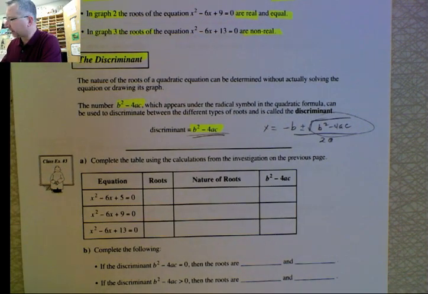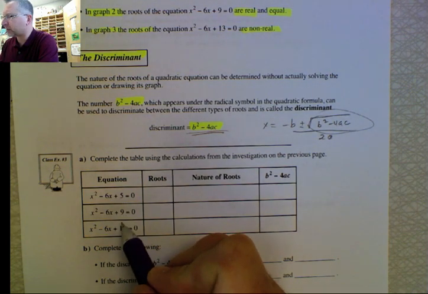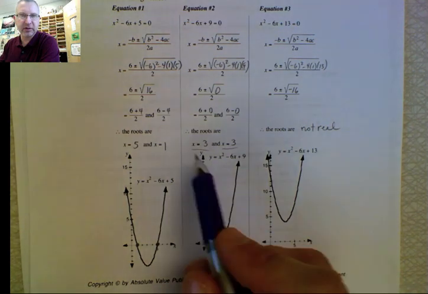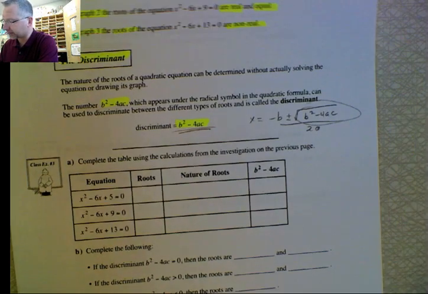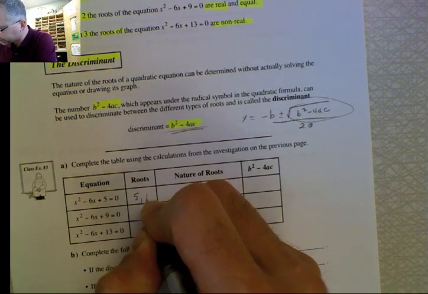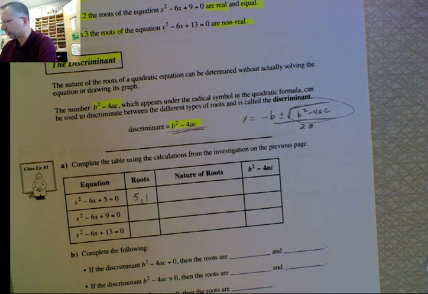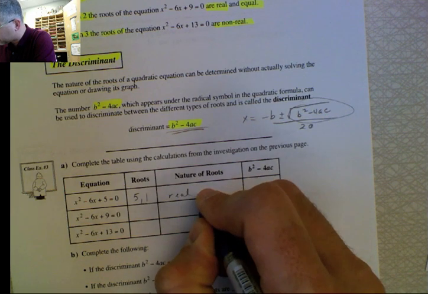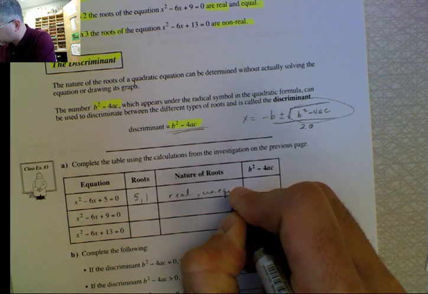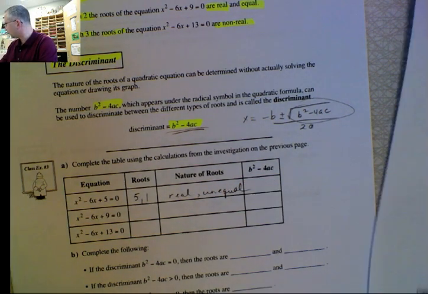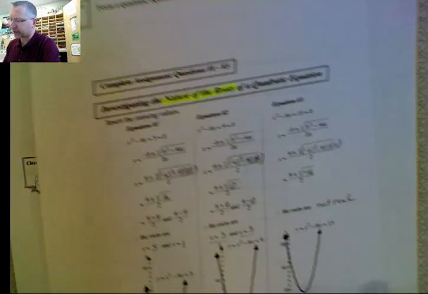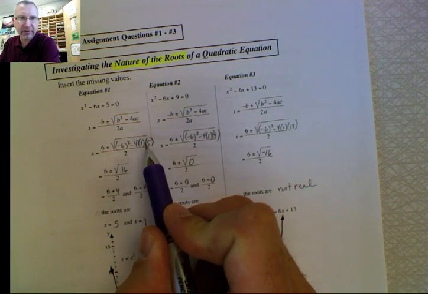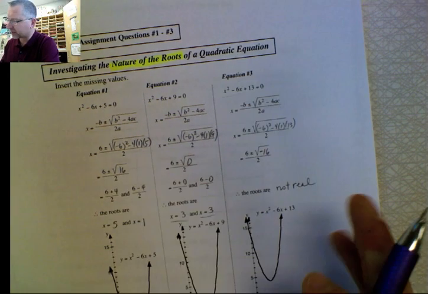These are the same equations we used when we looked at these graphs and found their x-intercepts. The first equation had roots of 5 and 1, and we said they were real and unequal. If we look at b squared minus 4ac, which is this part underneath the radical sign, it had a value of 16.